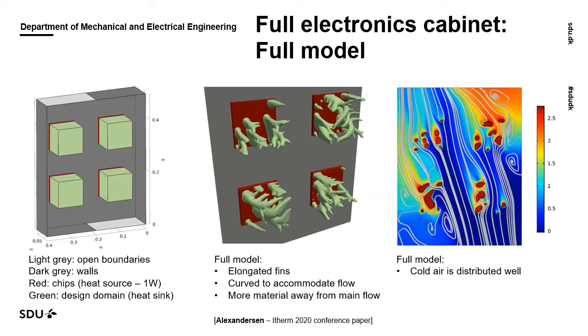Well, we see that we get much more complicated structures here. We get elongated fins that have these elongated cross-sectional areas that are there to direct the flow, be streamlined. They're curved to accommodate the flow, and we actually see that we have more conductive material on the two components away from the main diagonal flow, because here the conductivity is more beneficial, where we can rely more on convection on the main diagonal.